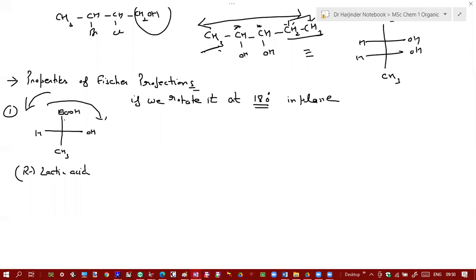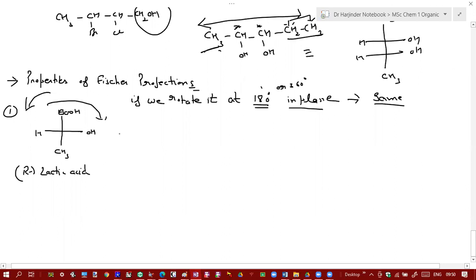What will happen to its configuration? It will remain the same or it will change? No, sir, it remains the same. Yes, if you rotate it at an angle of 180 degrees in plane, its configuration remains the same. Either 180 degrees or 360 degrees, the same configuration comes back.